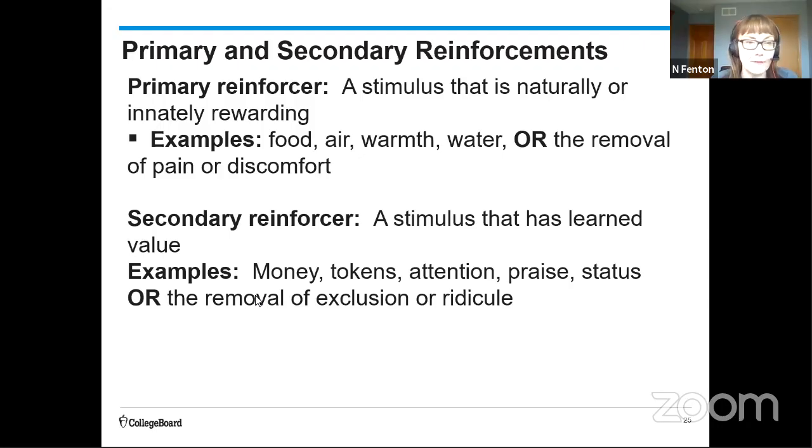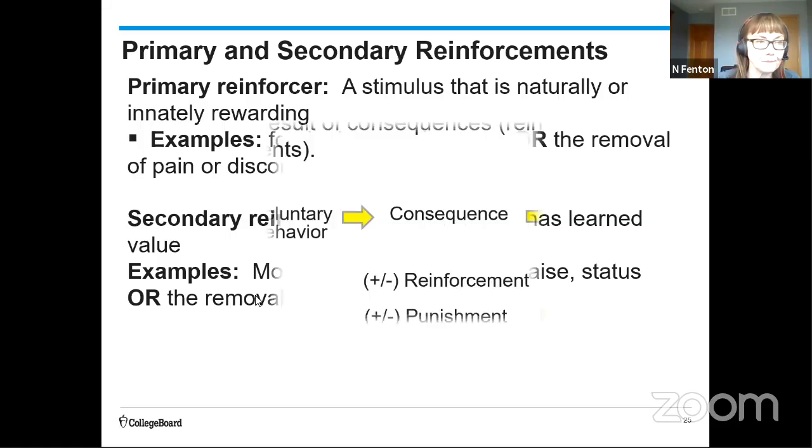A secondary reinforcer has to be learned. So money, attention, praise, the removal of ridicule or exclusion, that has to be learned. Money is essentially green pieces of paper, so you have to learn that money has value. It's not innately or naturally reinforcing.